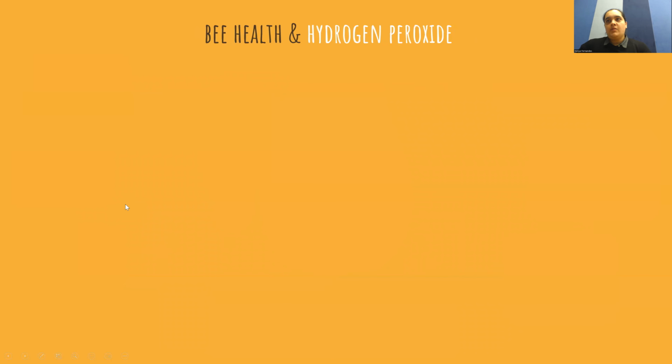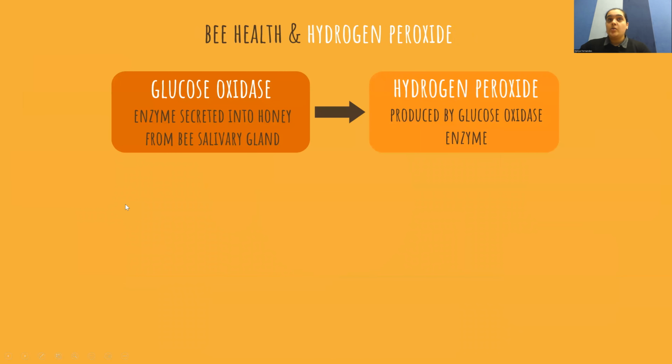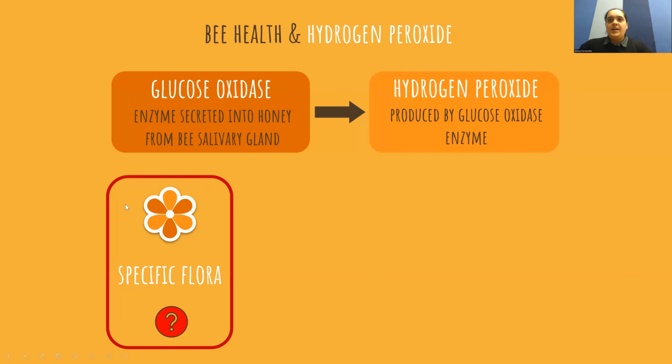So let's start with hydrogen peroxide production. So hydrogen peroxide is the main source of antimicrobial activity in most honeys. It destroys microbes by causing oxidation of their proteins and DNA. Hydrogen peroxide is produced by an enzyme called glucose oxidase, and this is added to honey from the salivary glands of bees during processing. Interestingly, high glucose oxidase activity is not clearly associated with any specific floral sources. So honey from any given floral source might have high, low, or no glucose oxidase activity.